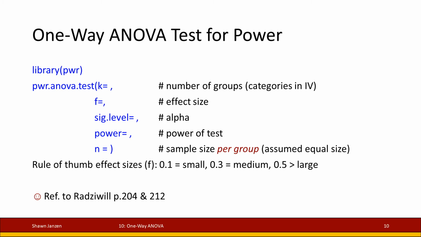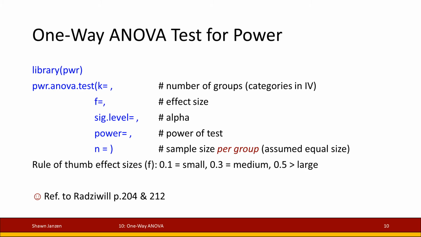It's a sample size per group, and it's assuming you have equal sample sizes. If you have unequal sample sizes, put in the smallest sample size of all the groups you have. Okay? So if I had groups ranging in sample sizes from 8 to 20, 8 would be the value I would put in here.